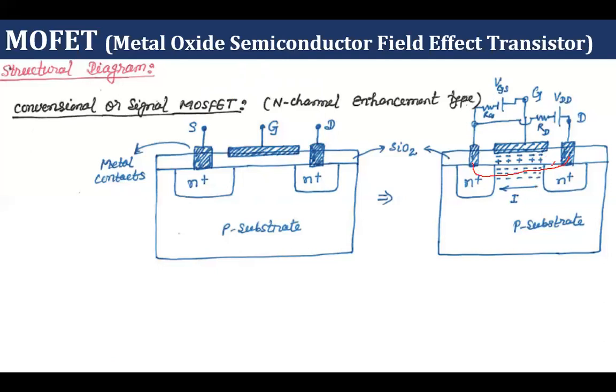Since this channel is forming due to electrons, whatever current flows through the device will be only due to electrons. That means electron movement will happen in this way, and so it is known as a unipolar device. It is N channel. Due to the electrons, the channel is of electron type, so it is known as N channel MOS.